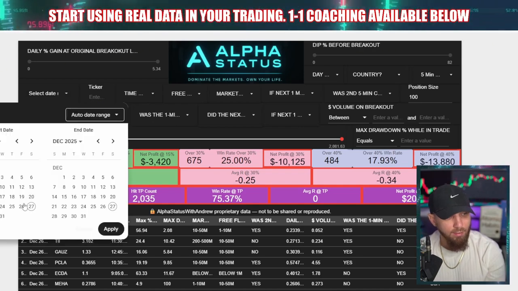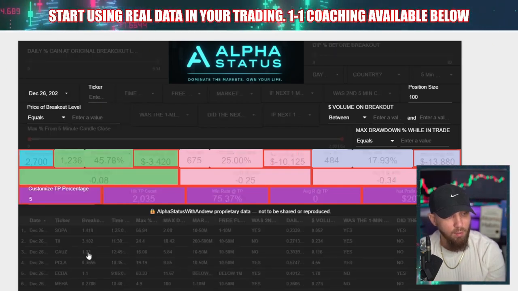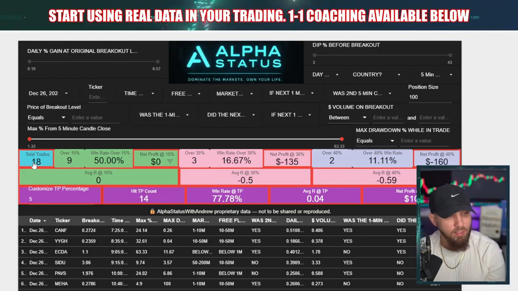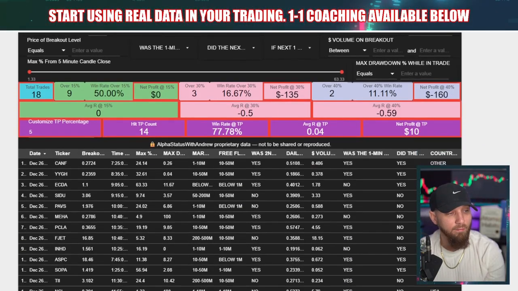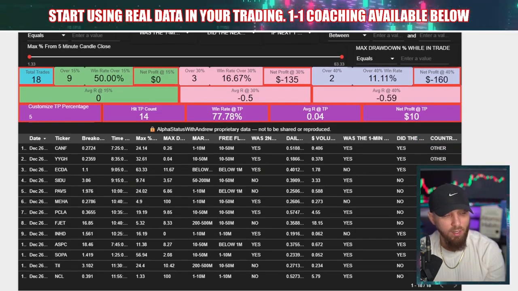So right here on select date range, I can click on Friday and click on apply. On Friday, you can see that there were 18 breakouts, 9 of them that ran for over 50%. So let's dissect every single one of these and go over if I would have taken the trade or if I would have skipped out on it, or if I did skip out on it, because I only took one trade on Friday. All right.